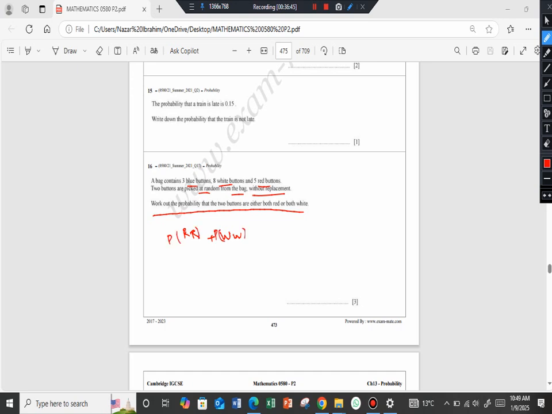So both red is 5 upon, without replacement, right? Not with replacement, without replacement. So 5 upon total: 8 plus 5 is 13, 13 plus 3 is 16, so 5 upon 16 multiplied by how many red are remaining? 4 upon 15, right? Without replacement, plus the white probability is 8 upon 16 multiplied by 7 upon 15.